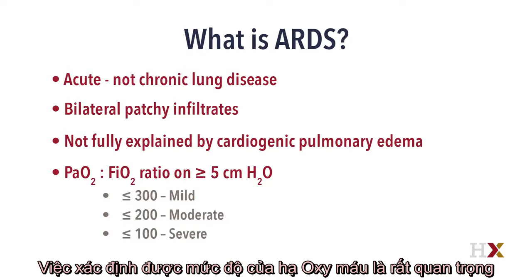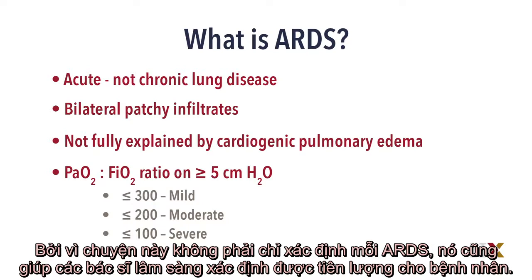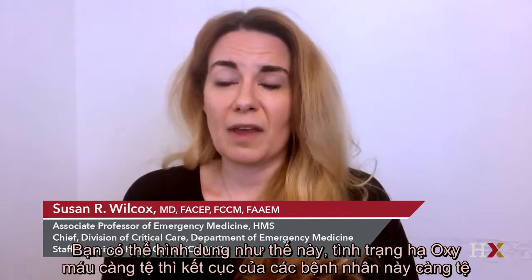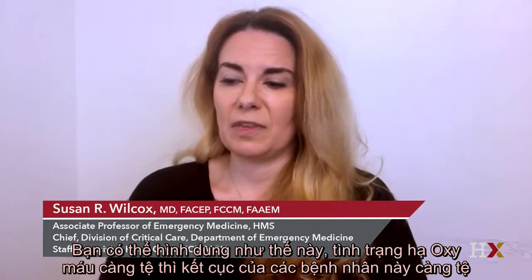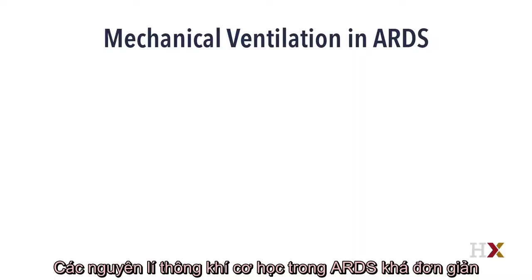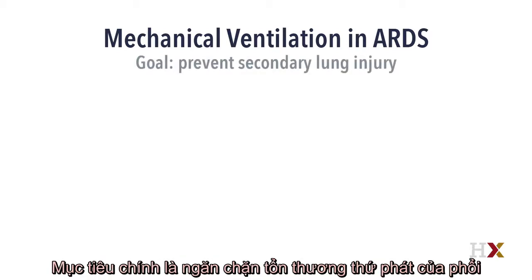It's important to quantify the degree of hypoxemia because this not only defines ARDS, but also helps clinicians determine the prognosis for the patient. As you might imagine, the worse the hypoxemia, the worse the outcomes are for these patients. The principles of mechanical ventilation in ARDS are fairly straightforward. The whole idea is to prevent secondary lung injury.